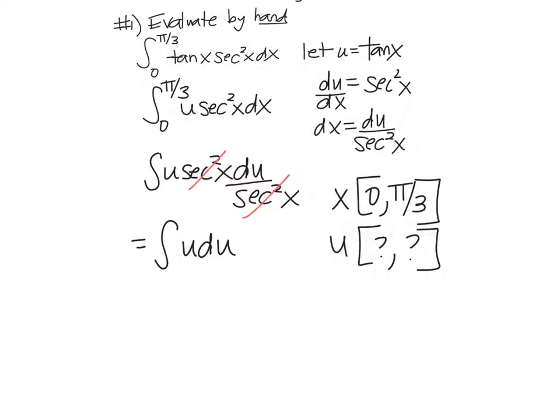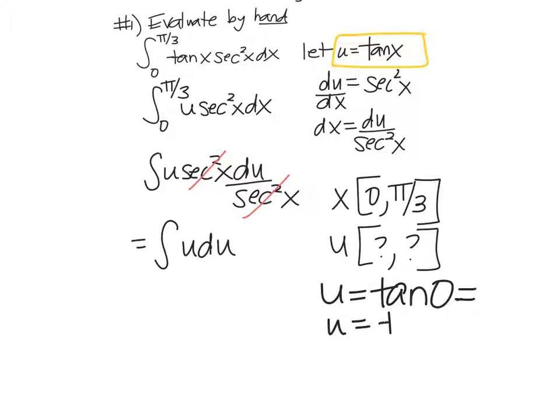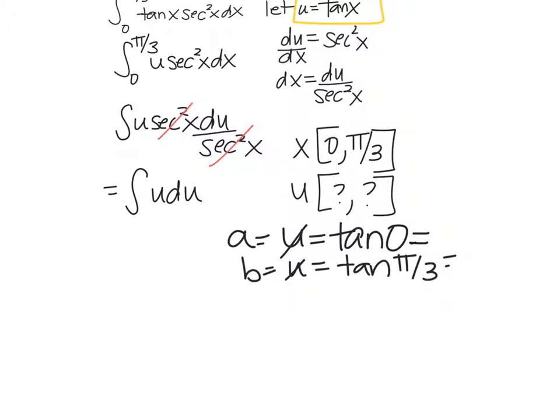So u equals tangent of x. We wrote that down way back here. u equals tangent x. And so since x is 0 to pi over 3, then u would be tangent of 0. We have to find out what that is. That's going to give us our a term. And then u will equal tangent of pi over 3. That'll give us the b term. Maybe I should write a equals and b equals instead of u for our interval.